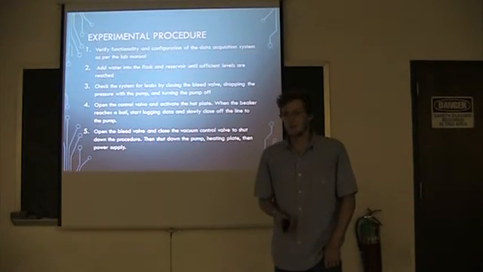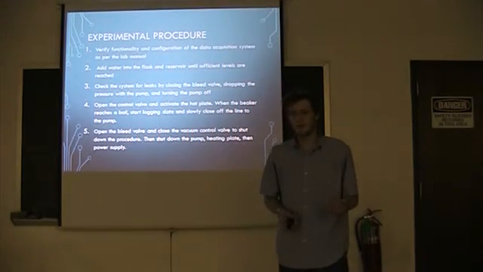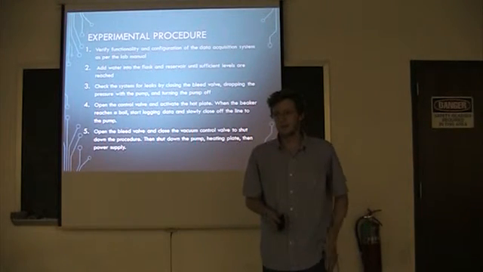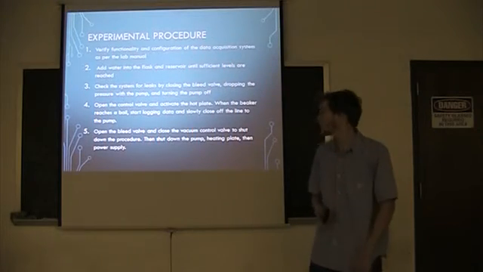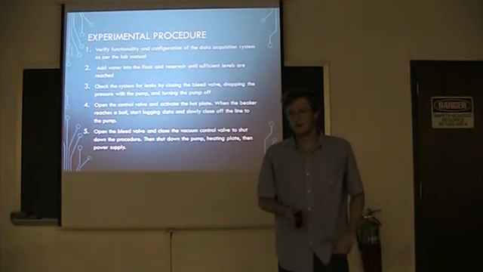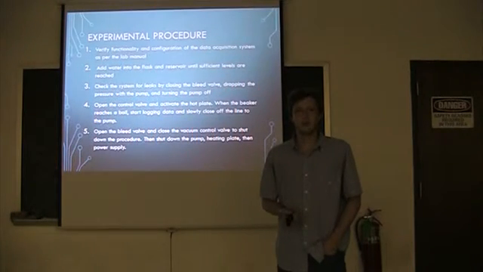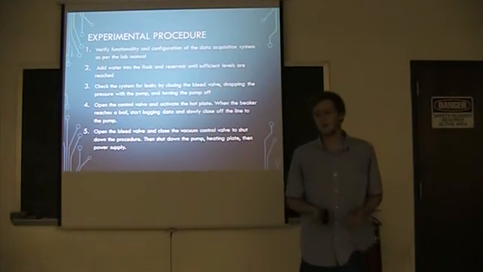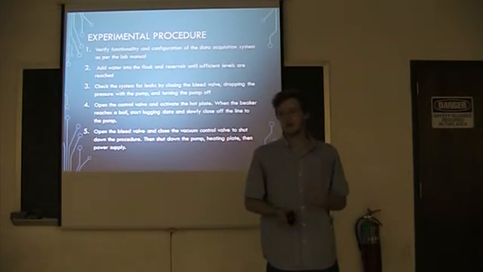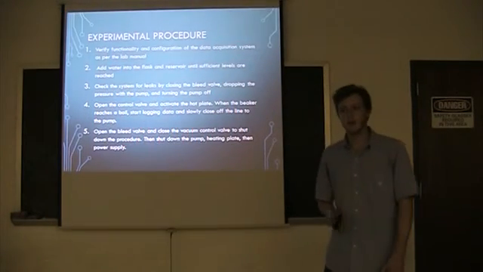Then we'll open the control valve, turn on the hot plate, and when the beaker reaches a boil, start taking data, and slowly close off the line to the pump, just keeping it at that sealed low pressure. To shut the entire procedure down, we'll open the bleed valve, close the vacuum control, and then shut down the pump, the heating plate, and finally the power.